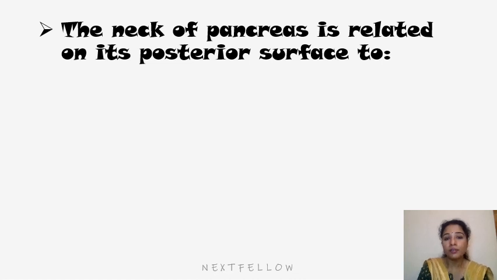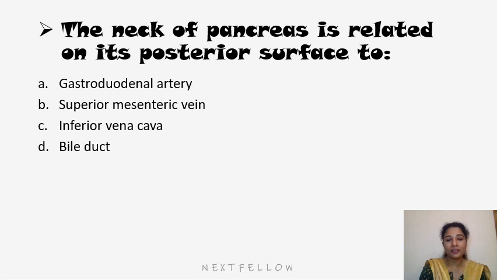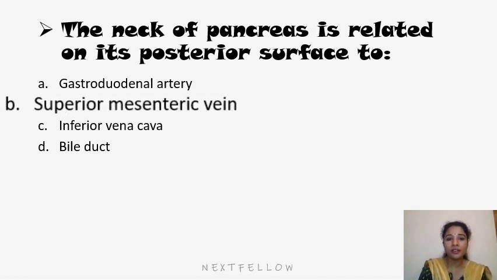Next: the neck of the pancreas is related to which structure on its posterior surface? Just now I said it's very important. Let's see the options: gastroduodenal artery, superior mesenteric artery, inferior vena cava, bile duct. The bile duct we know is related to the head of the pancreas. The superior mesenteric vein joins with the splenic vein behind the neck of the pancreas to form the portal vein. So the answer is the superior mesenteric vein.